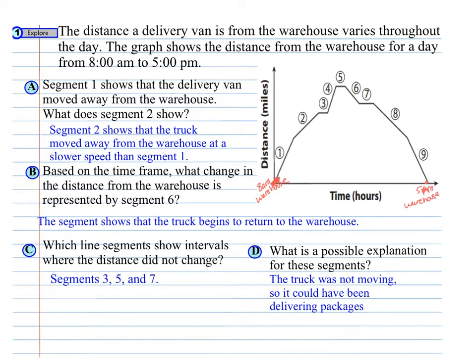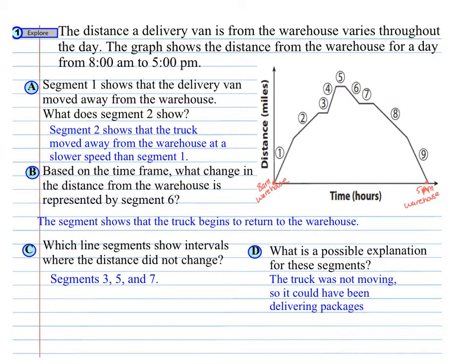Anything in between, he's going away from the warehouse, going at slower speeds, probably stopping, going away, stopping, going away, stopping, coming back after 5. He's returning back to the warehouse. This is the information we were talking about in class. So now we have information that we could fill in for A, B, and C.